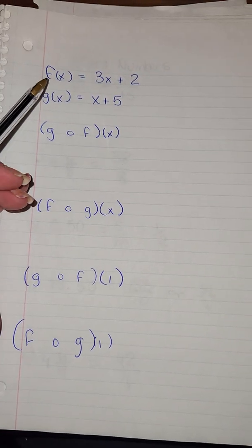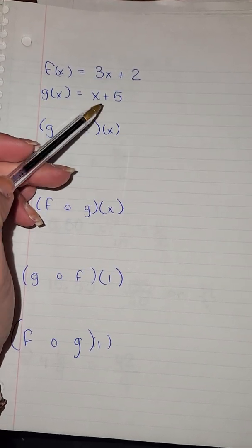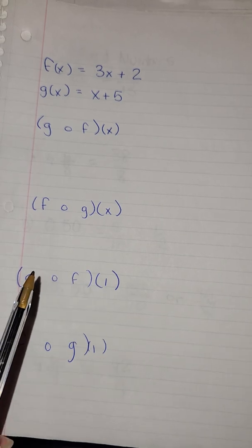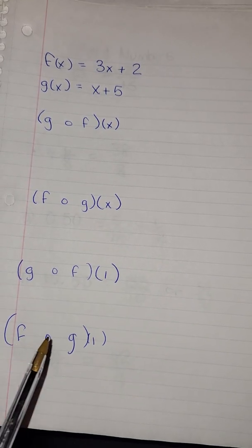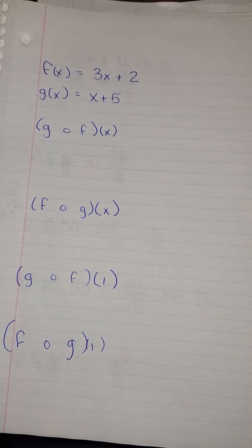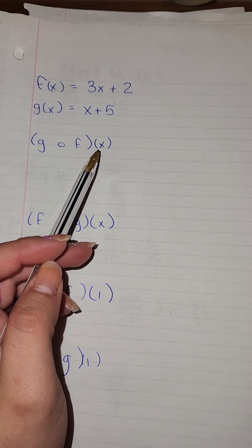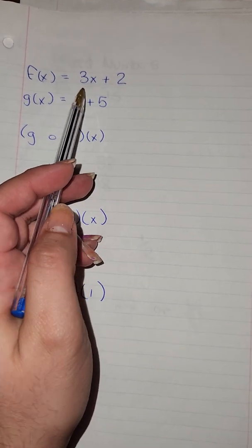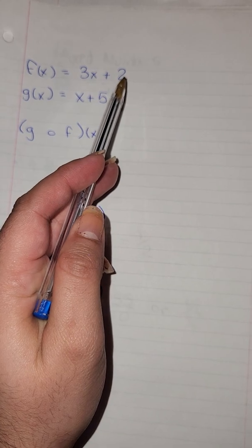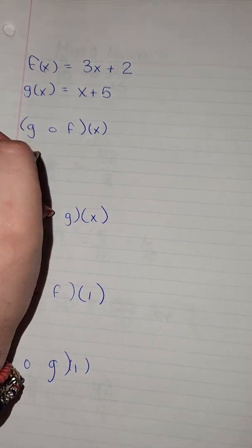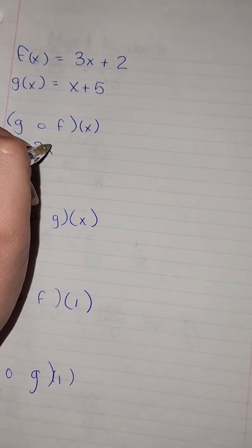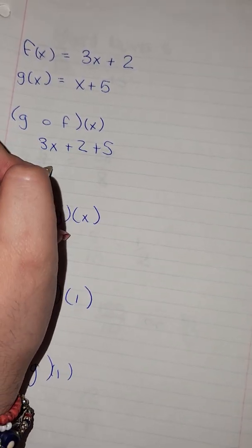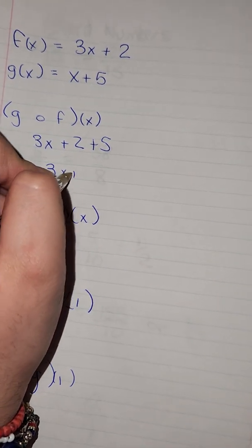This time we have the equations 3x plus 2 for f of x, and x plus 5 for g of x. And we want to solve for g of f of x, f of g of x, and g of f of 1 and f of g of 1, when x equals 1. Okay, so we have g of f of x, meaning we have g, which is x plus 5. But wherever you see an x, we're going to plug in the equation of f of x. So we do this: 3x plus 2 plus 5. 5 plus 2 is 7. So we have 3x plus 7 as your answer.